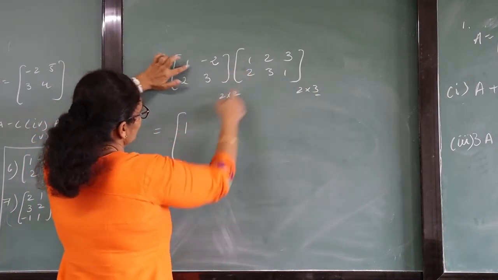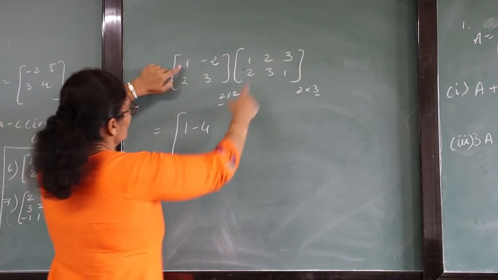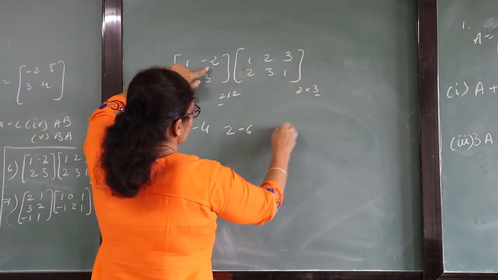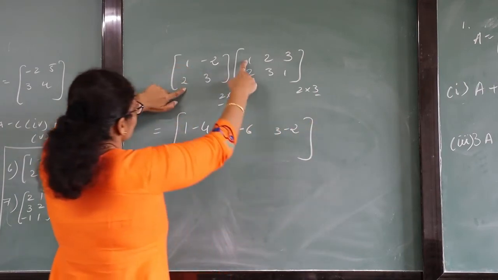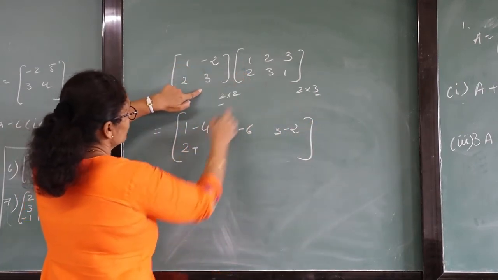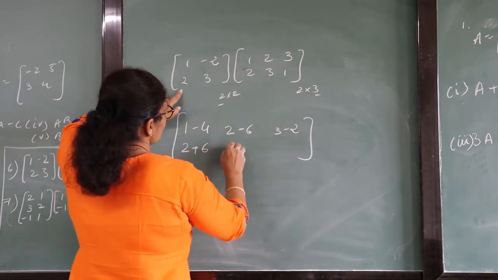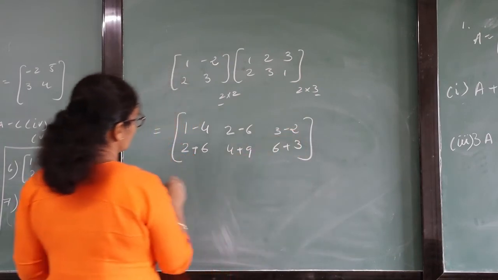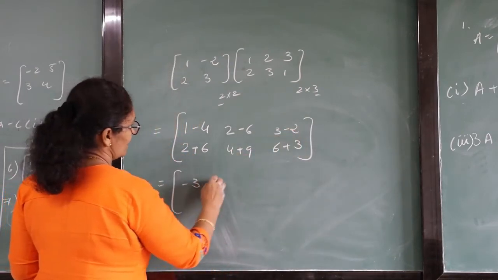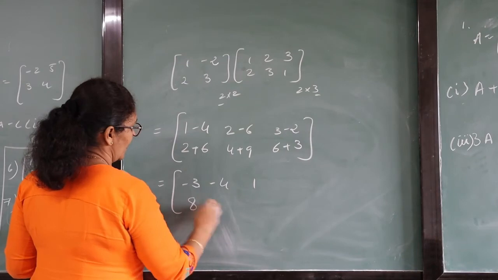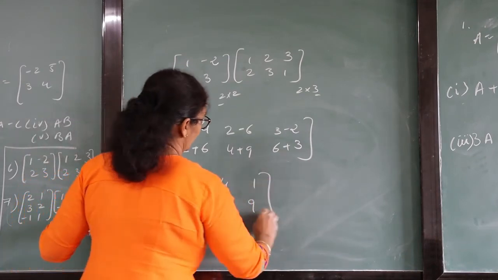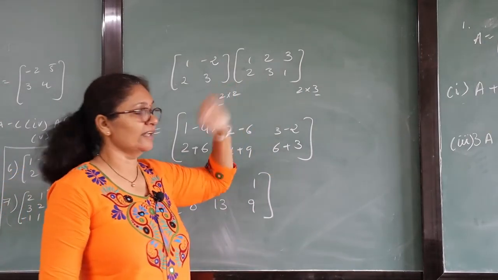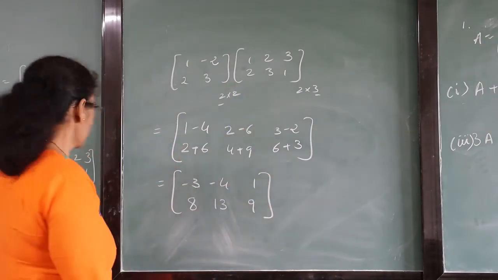So, 1 ones are 1 and 2 twos are 4. 2 ones are 2 and 3 twos are 6, and 3 ones are 3 and 2. Same way, 2 ones are 2, 3 twos are 6, 2 twos are 4, 3 threes are 9, 3 twos are 6 and 3 ones are 3. So what do you get? Minus 3, minus 4, 1, 8, 13 and 9. This is your one square matrix and one rectangular matrix, and we are getting this answer.